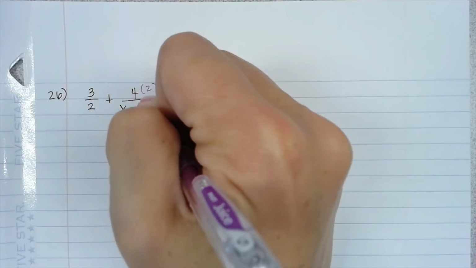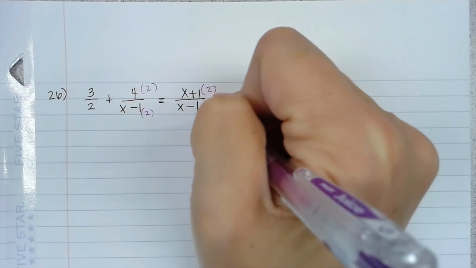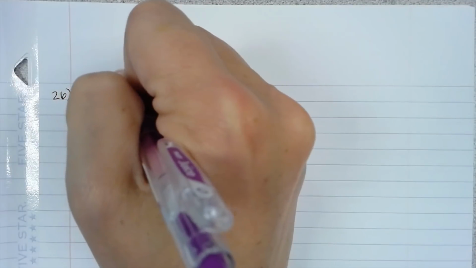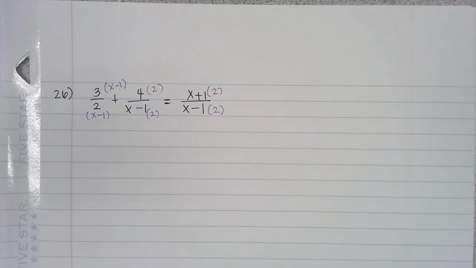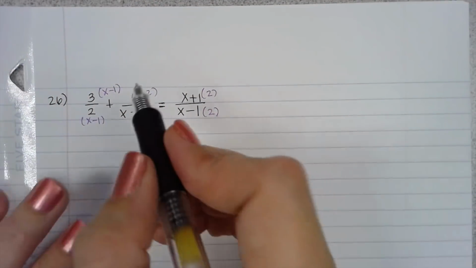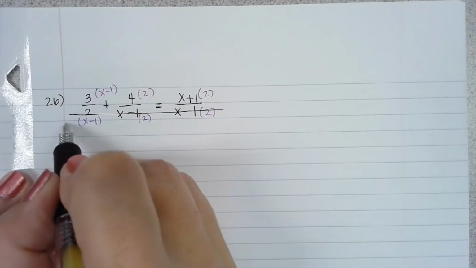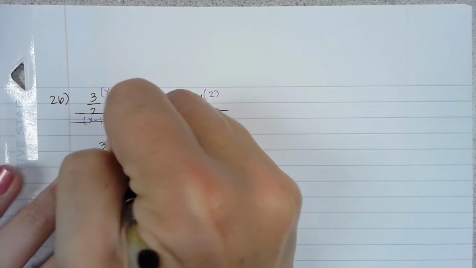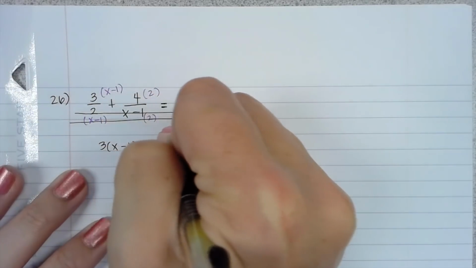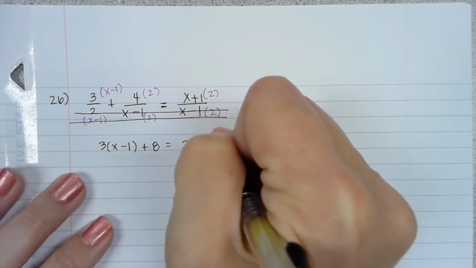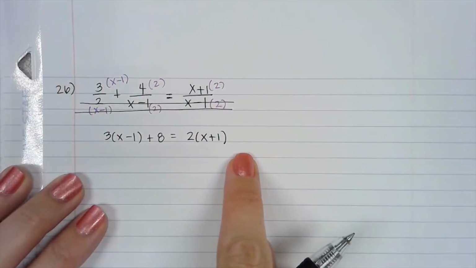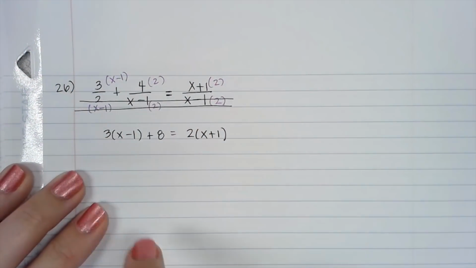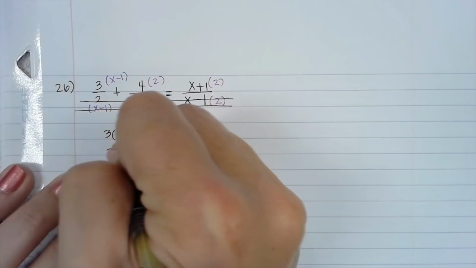This one needs the 2, and this one needs the x minus 1. In this rational equation, once I've made the bottoms match, I can say that the bottoms are equal, and so I can create an equation based off just what's in the top. And then solving this equation, taking what was in the top and solving it, is just going through and finishing the algebra steps.